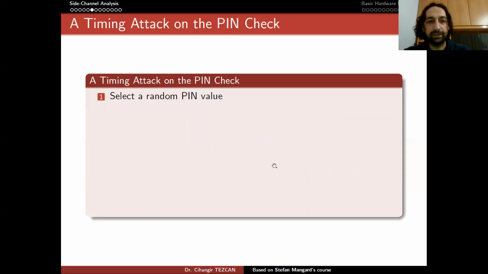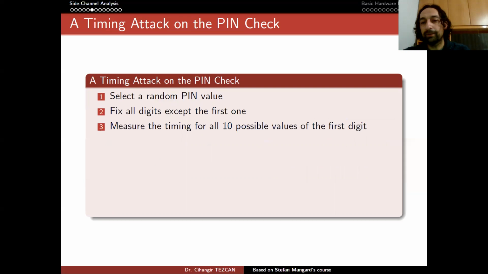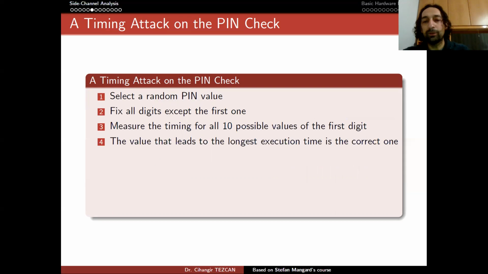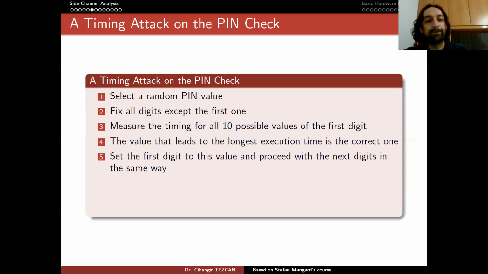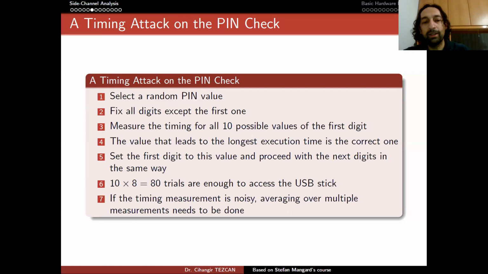So what you do is you select a random pin value, fix all the digits except the first one, and measure the timing for all 10 possible values for the first digit. The value that leads to the longest execution time is the correct one. Set the first digit to this value and proceed with the next digits in the same way. This way you try at most 10 times 8 tries, which is 80, to access the USB stick. If the timing measurement is noisy, averaging over multiple measurements needs to be done. So this is identical to my physical padlock example. Instead of 10 to the 8, you perform 10 times 8 trials, and this way you can break the system.